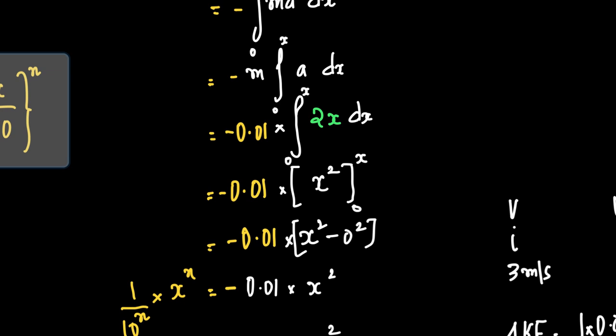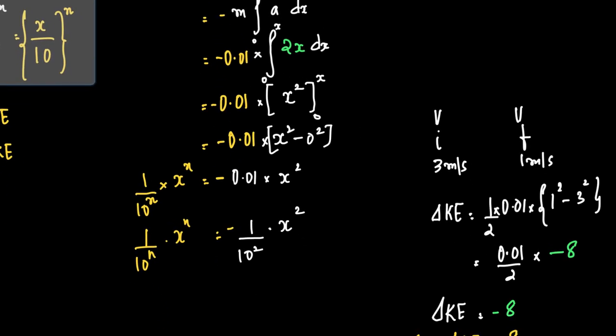Applying the upper limit, x square at x is x square. X square at 0 is 0 square. X square minus 0 square is x square. Now we have delta K is equal to, right? So all of this, delta KE, is equal to minus 0.01 into x square.